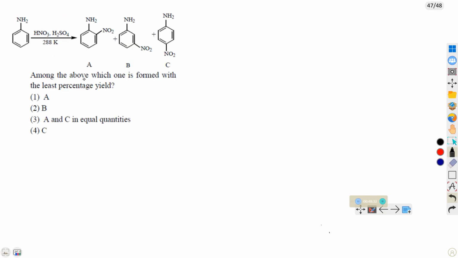Among the above, which one is formed with the least percentage yield? Aniline undergoes nitration. Yes. Ortho percentage is 2%, 2% ortho product. 47% meta product, 51% para product. The least one is A.